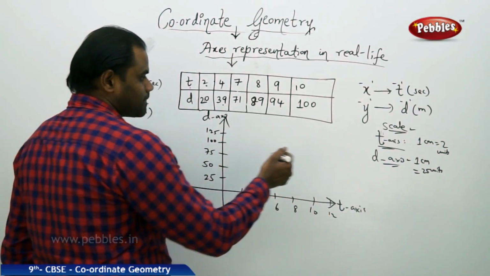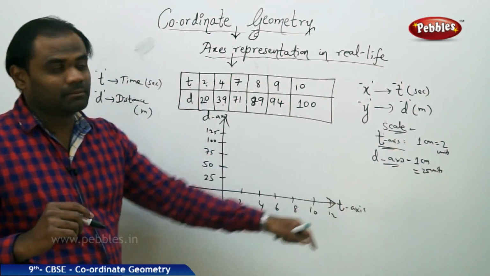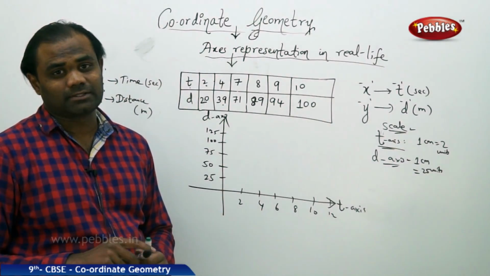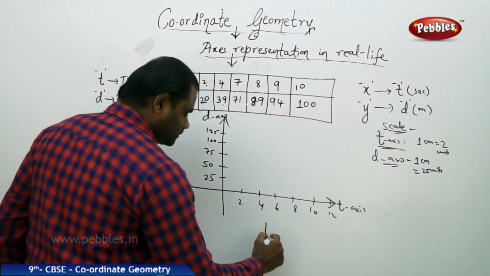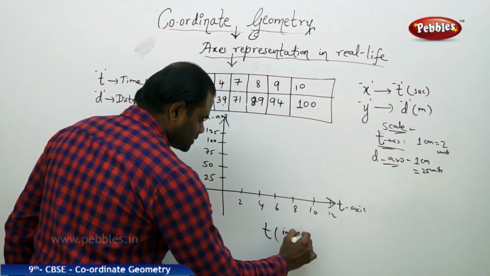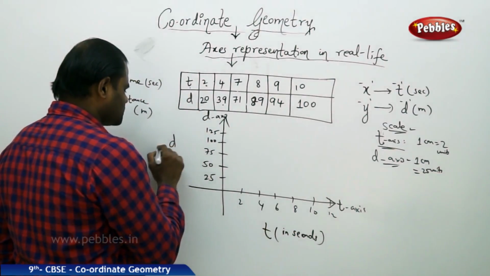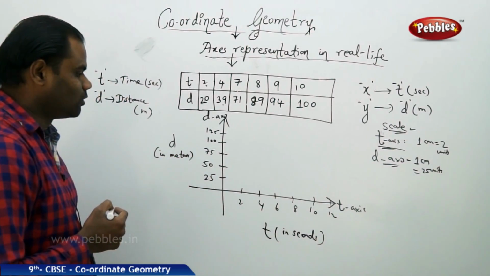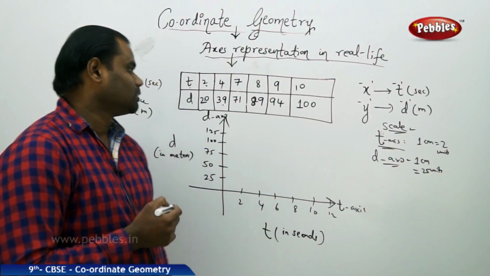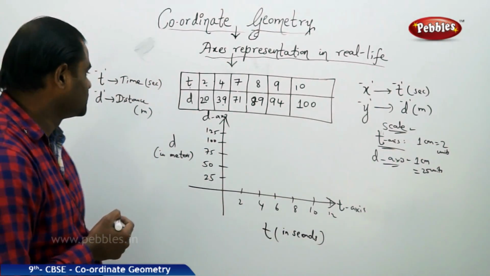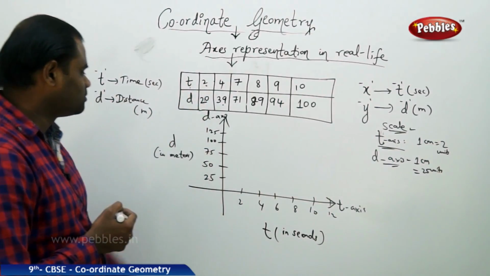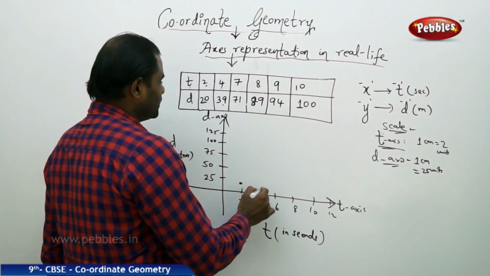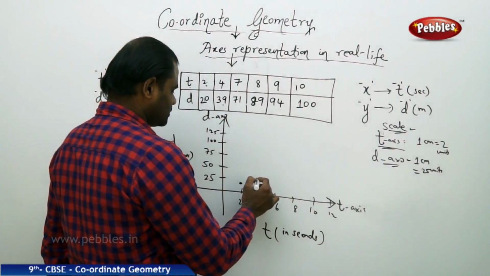So here I have my t-axis, which refers to the time, and my d-axis, which refers to the distance of the sprinter in the 100-meter race. So my time is in seconds and my distance in meters for the 100-meter sprint race. So let's see how I can plot the points. I can have my t is 2, my distance is 20, approximately here. My t is 4, my distance is 39, approximately somewhere here.